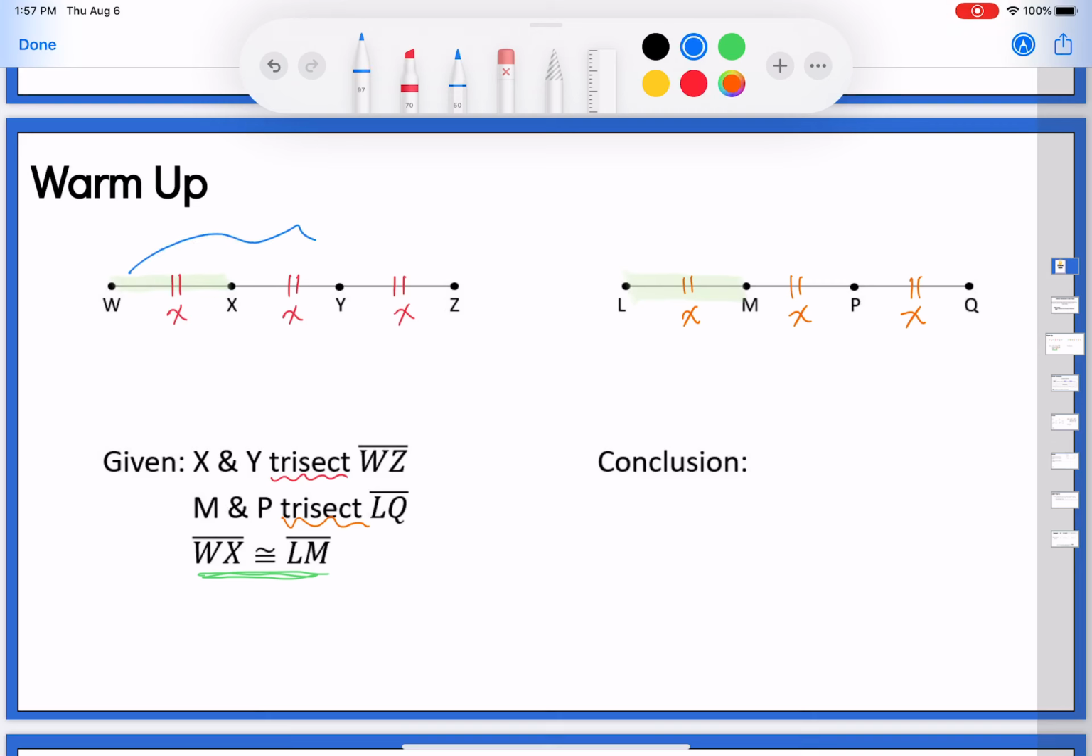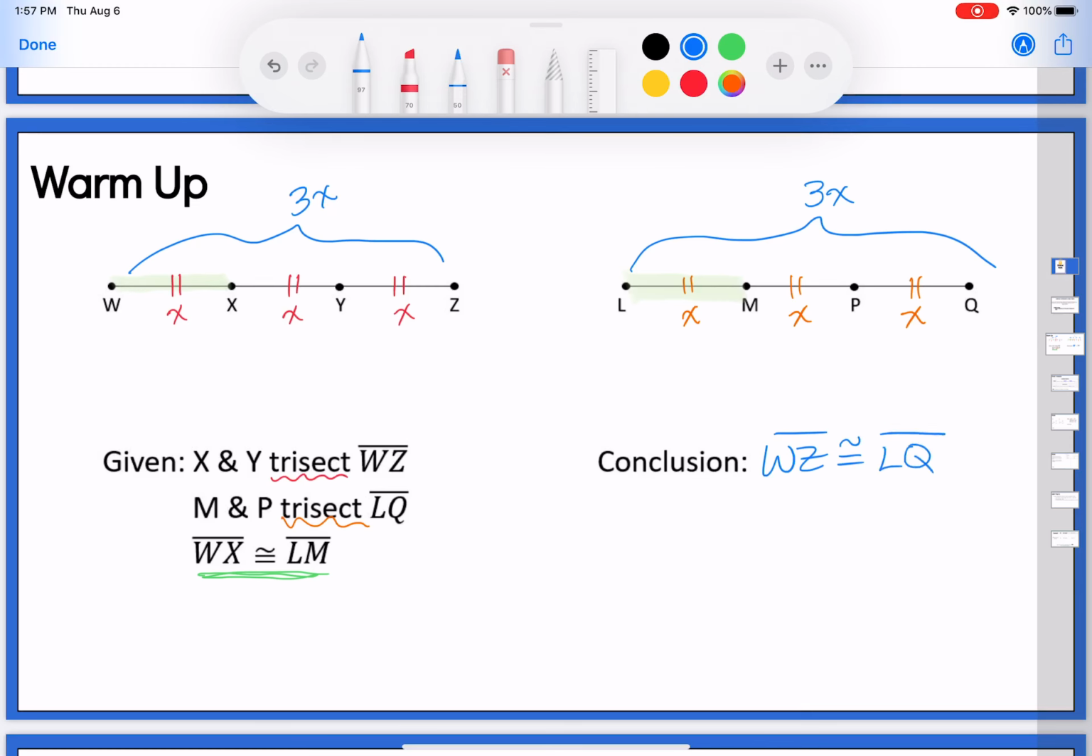So how long is this whole big segment? Well, that would be 3x, right? Or whatever that measure was, times 3. Same thing over here. This would also be 3x. So if I know that they're both trisected, and I know that I have one of those little parts on each that are congruent, then I know the whole big parts are congruent as well. So the biggest conclusion we could make from those givens is that big segment WZ is congruent to big segment LQ.